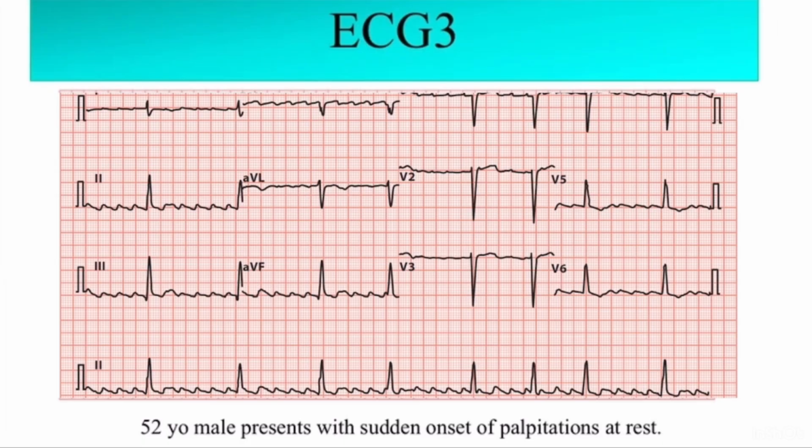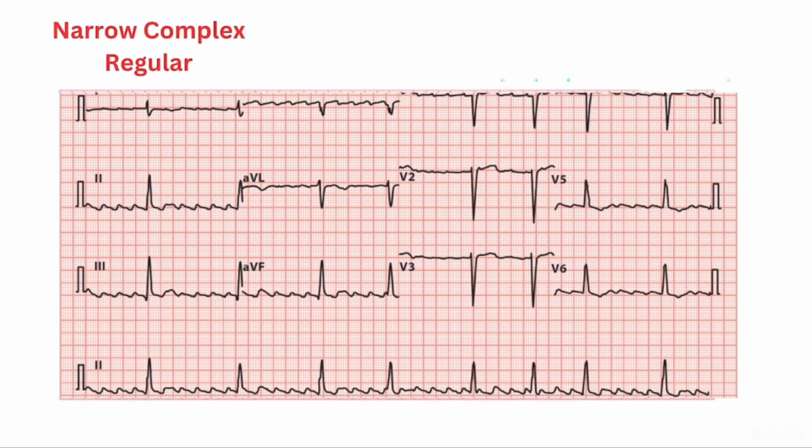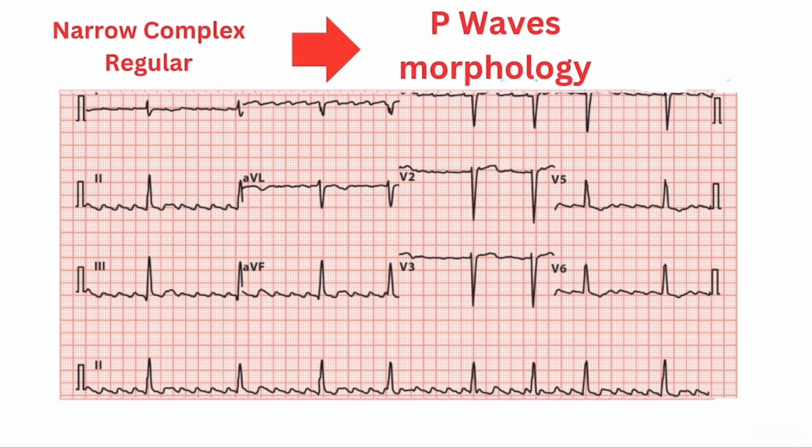Case 3. 52-year-old male with sudden palpitations at rest. This is a narrow complex tachycardia, QRS less than 120 milliseconds. The rhythm is regular. Take 5 seconds to admire those sawtooth P waves. They're trying to tell you something.